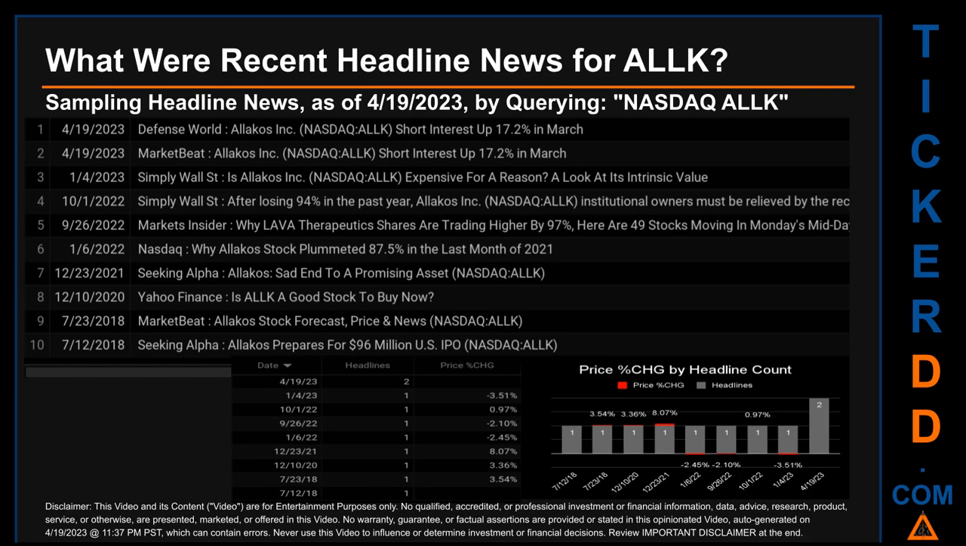Publication dates span 1742 days. The latest publication was actually today, Wednesday, April 19, 2023, when there were 2 found headlines. Defense World published the headline that read, ALLK's short interest up 17.2% in March. MarketBeat published the headline that read, ALLK's short interest up 17.2% in March. The oldest publication was on Thursday, July 12, 2018, 4 years 9 months and 7 days ago, when Seeking Alpha published the headline that read, ALLK prepares for $96 million US IPO.